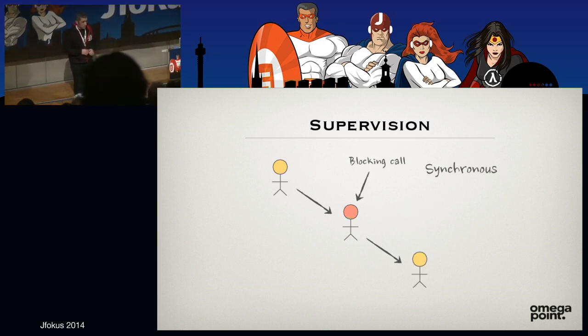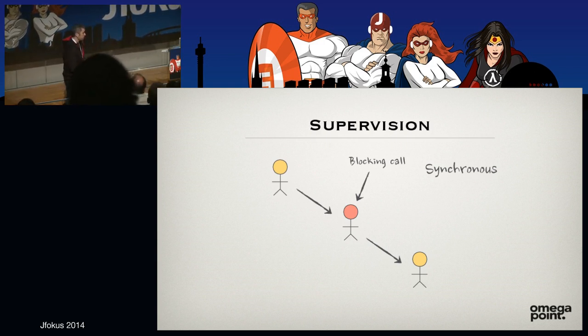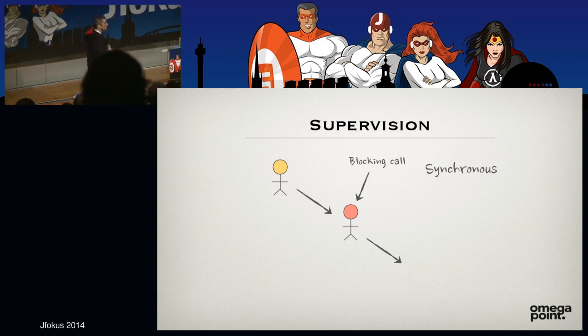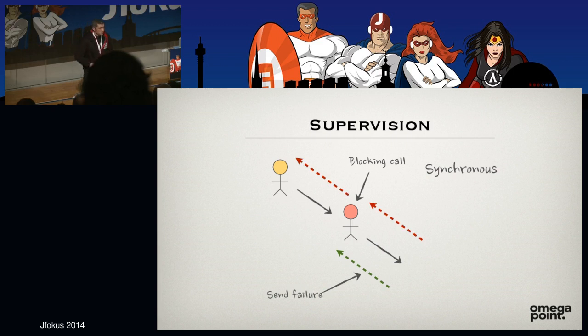In the blocking example, let's say we're making a blocking call to an actor, and the actor fails again. Well, nothing really happens, not until one of two things happens. Either you get a timeout, because you just waited so long, or the failing actor explicitly sends a failure back to the caller. Once that's done, the failure starts to propagate up the supervision hierarchy.